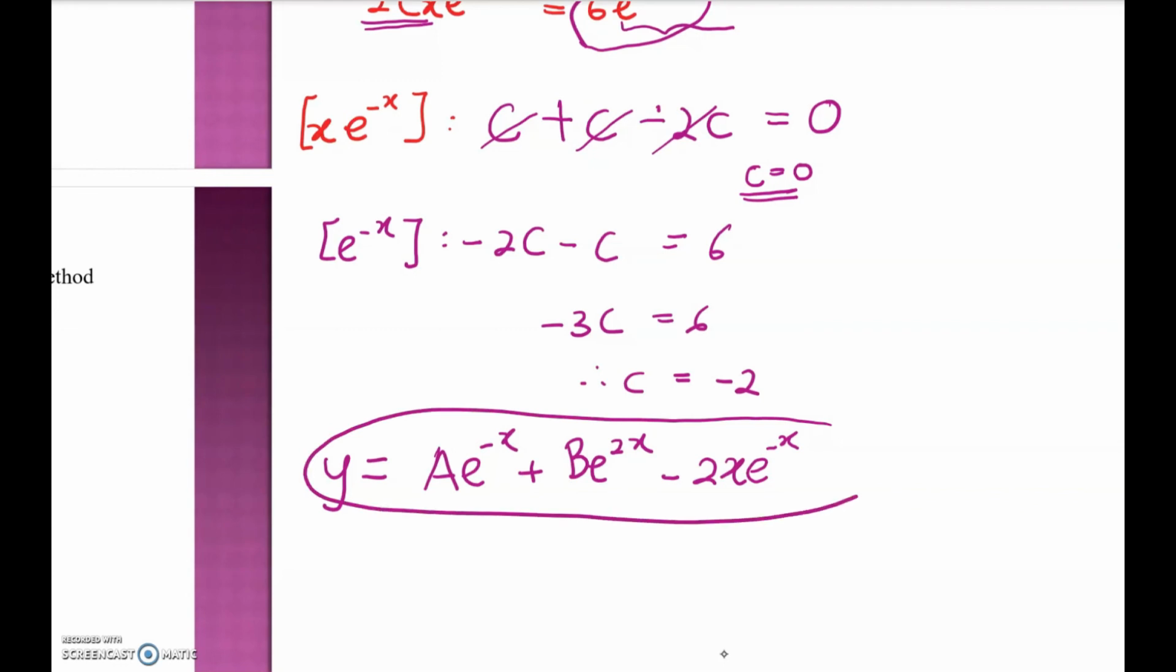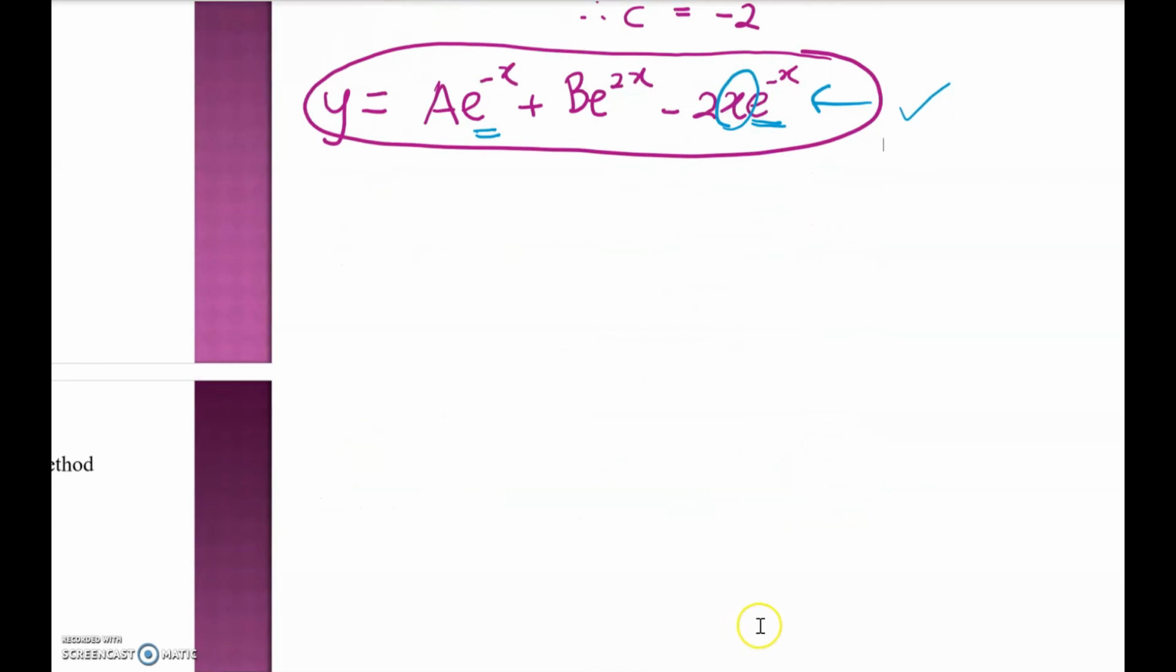Note that in our final solution of general solution here, okay, so sini kita ada e negative x, sini pun ada e negative x kan. Apa yang membezakan mereka adalah because of the existence of x. So maksudnya dalam final solution ni pun mesti tak ada yang samalah solution dia. Okay, so we can say that this is our correct general solution.